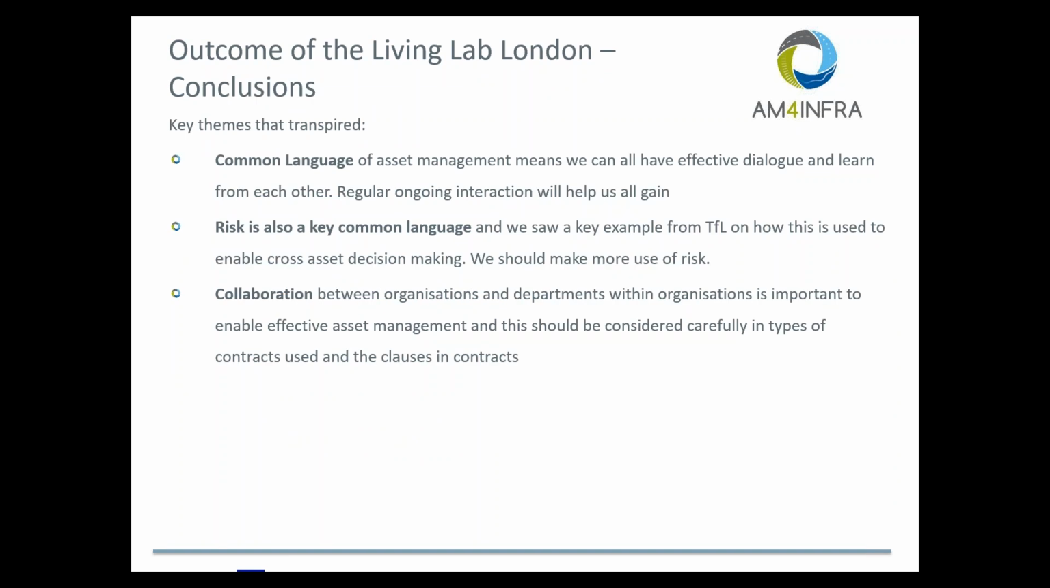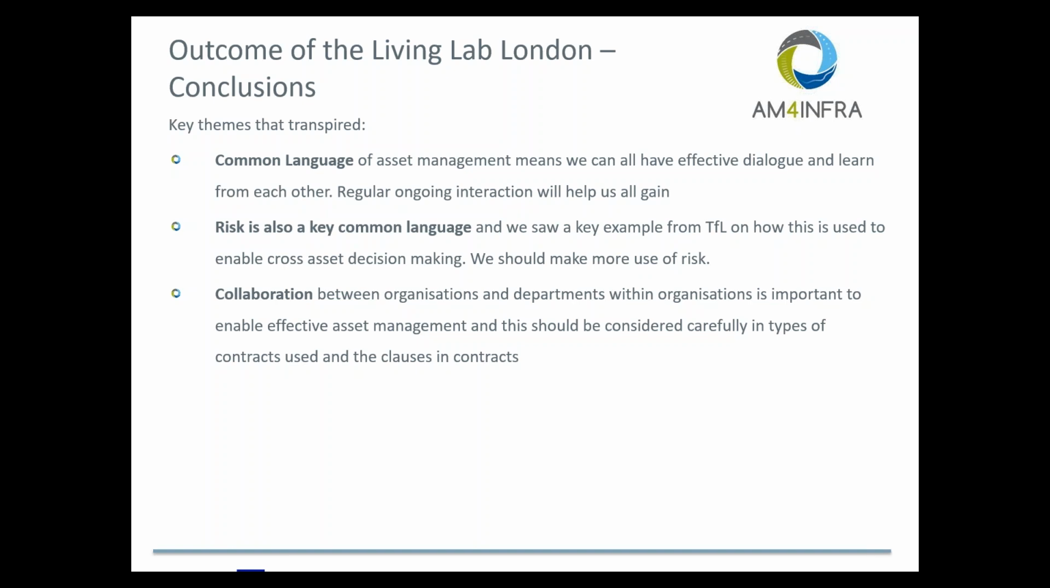So overall, the conclusions of the living lab in London, the phrase "a common language" came out a lot of the time, and I think it was very clear, despite all the different languages of the people in the room, it was very easy to have that dialogue on asset management because the themes and the aspects were consistent in terms of being able to understand and talk about it. Risk was identified as a common language.